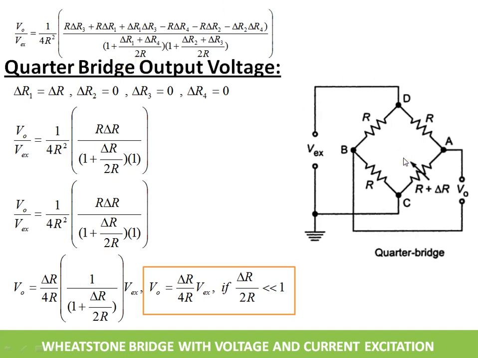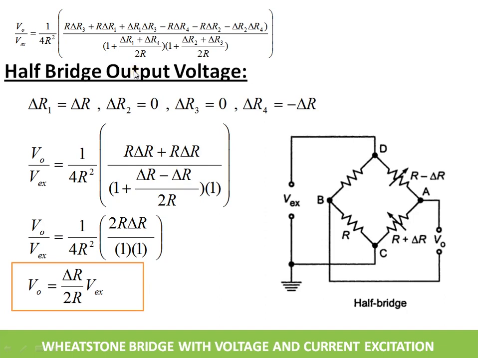This can be easily derived, and this is one of the configurations for the Wheatstone bridge, that is quarter bridge. In quarter bridge, three resistances are fixed, only one arm is having variable resistance. Here we can see three arms are having R as the initial resistance and it is fixed. This arm is having variable resistance, and this change in resistance can be because of various physical variables like temperature, load, strain, etc. Here if you substitute this in this equation, you will get V0 equal to delta R by 4R into V excitation. Here you can see the output voltage is directly proportional to the change in resistance. So by measuring the output voltage of the Wheatstone bridge, the physical variable that is causing the change in resistance can be easily measured.